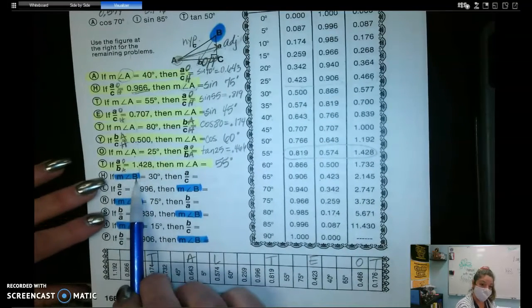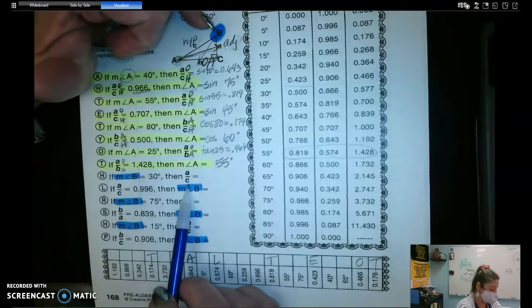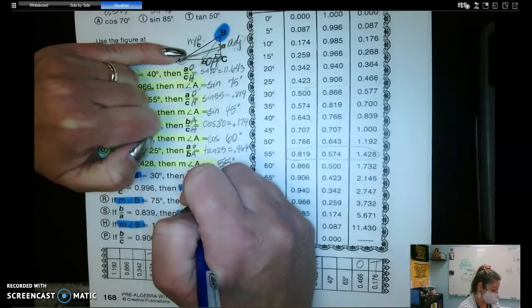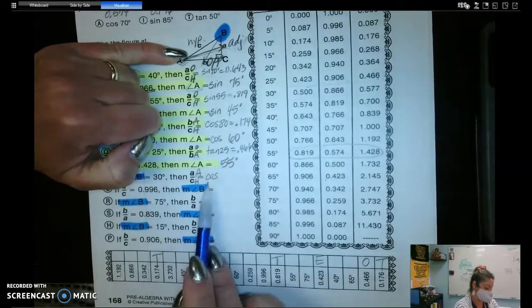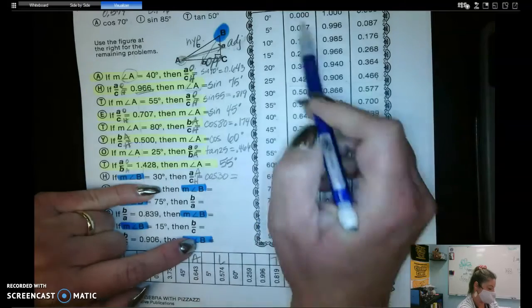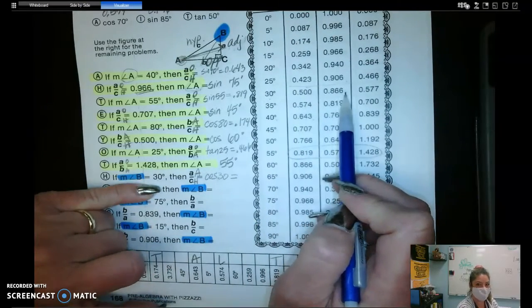So if we look at letter H, we start at B, right? We want A over C, so we're looking at the adjacent over hypotenuse, which is a cosine. So we need the cosine of 30 degrees. So if I come down to 30 and go to cosine, it's 0.866, okay?